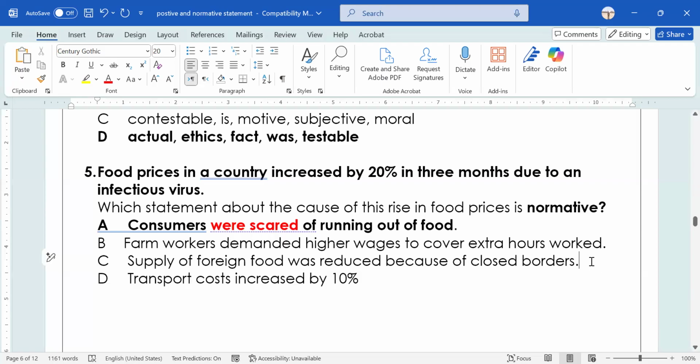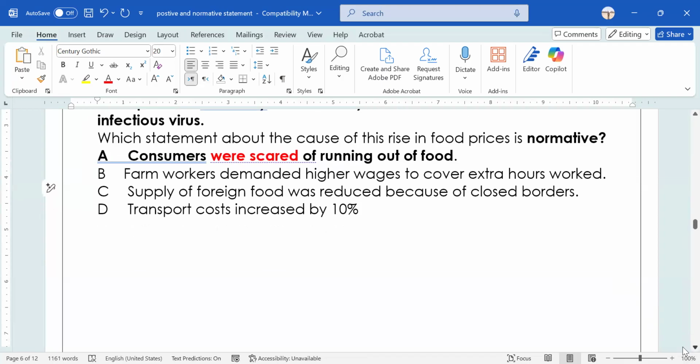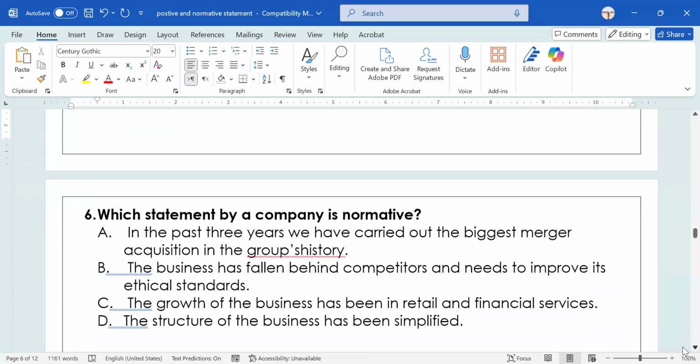And for letter D, transport costs increased by 10%. Again, you have the 10%, which means that there is a numerical fact and it's measurable and testable. So therefore, letter D is positive. Number five is normative because of the word scared, which is very subjective and reflects an emotion and a feeling. It's only an opinion. It's not measurable. No data at all.